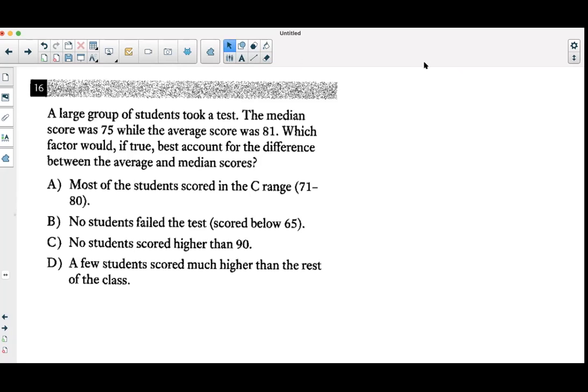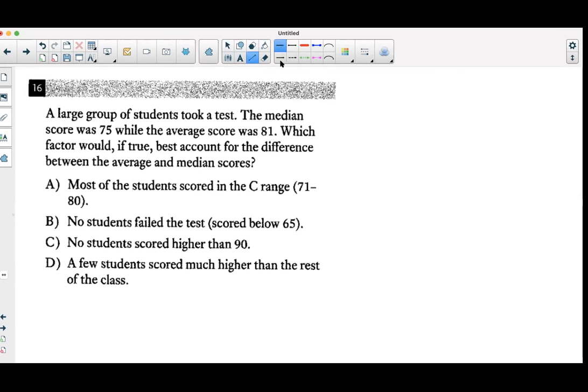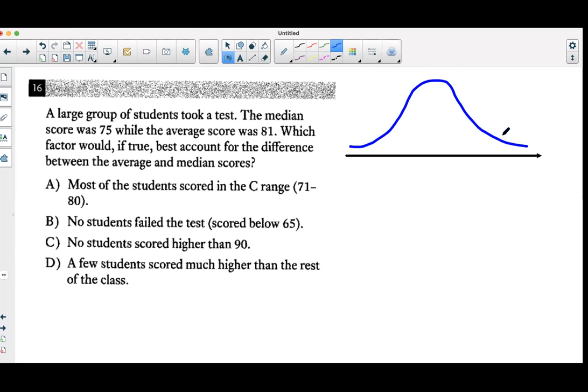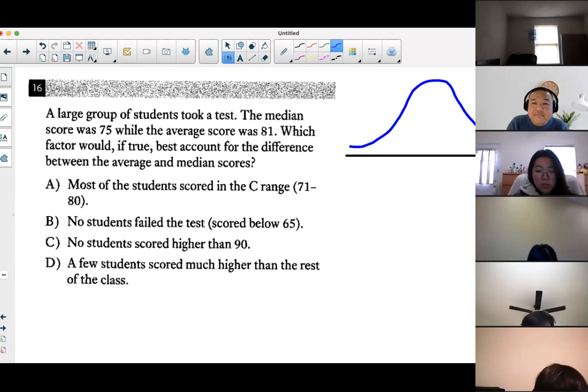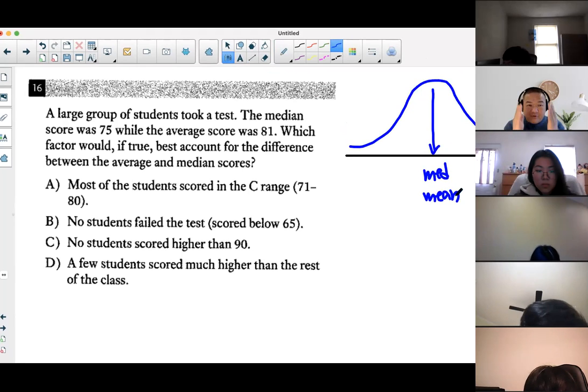Generally, imagine if my distribution was perfectly symmetrical. If my distribution is perfectly symmetrical, then guess what you will be seeing. Median and mean will be right in the middle. Okay? Median and mean will be right in the middle.